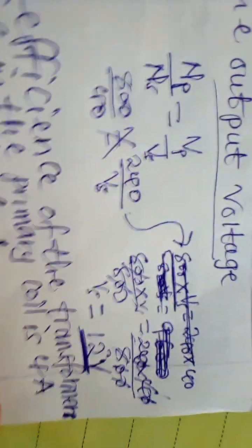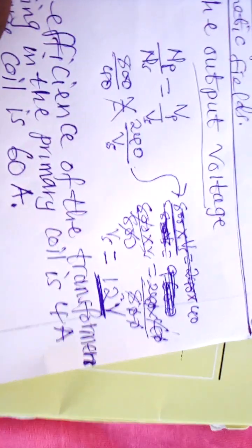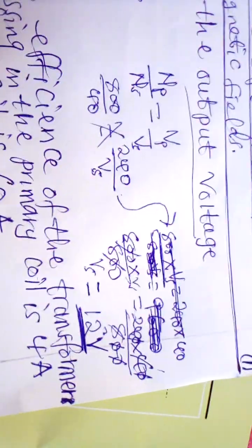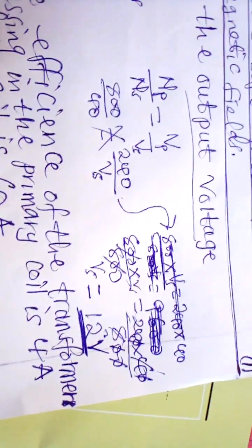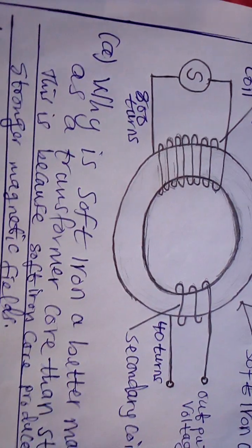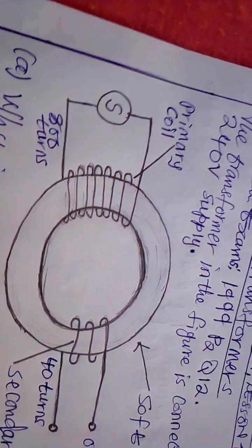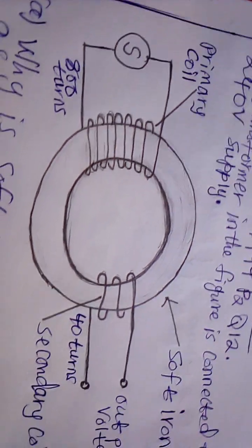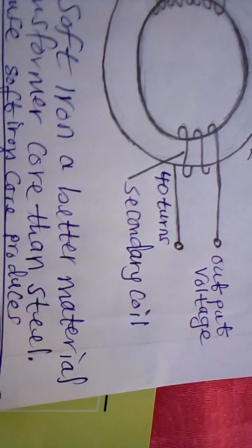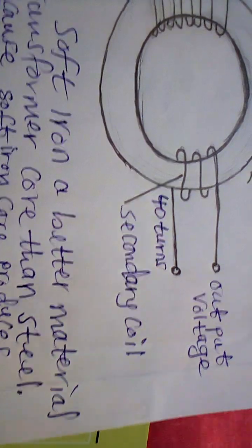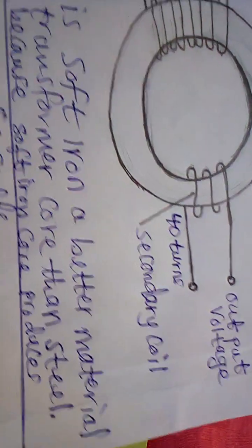So in this case, we have seen that in this question, the voltage has reduced. So we have calculated 12 volts. In this diagram, the voltage on primary was 240. So 240 has been reduced into 12 volts. So this means that voltage has been stepped down. So this is a step down transformer in this case. Okay, so now we go on to another item.